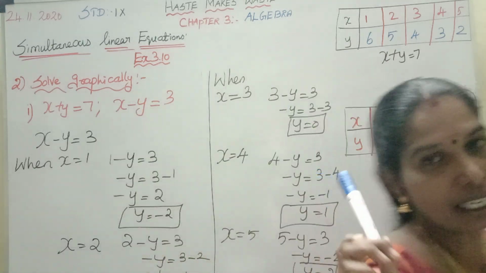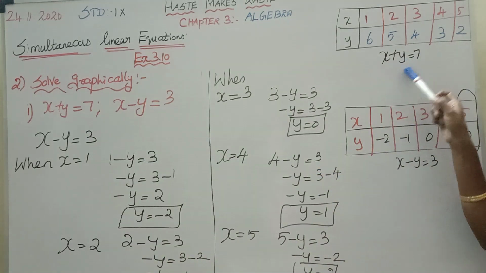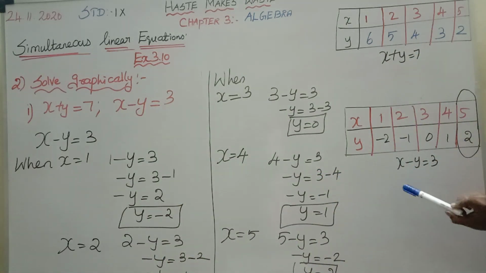Already we have one table. This is the table for x plus y equal to 7. And this is the table for x minus y equal to 3. And now you look at the tables, ma. Is there any common point? Yes, very good. X is equal to 5 means in the first table also we are getting y equal to 2. In the second table also, x is equal to 5 means y equal to 2.